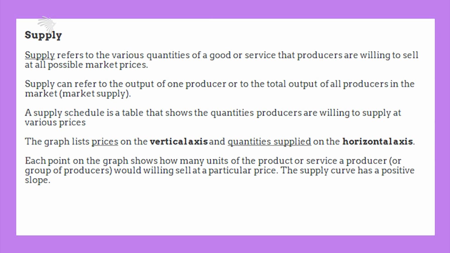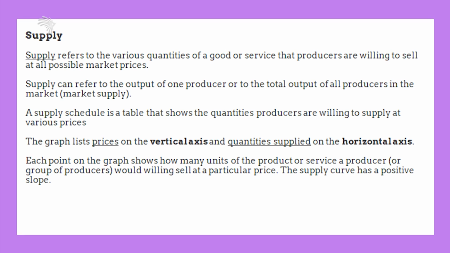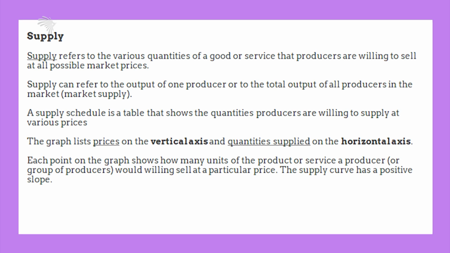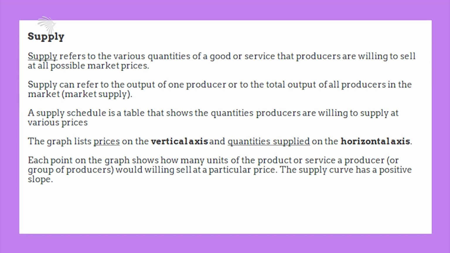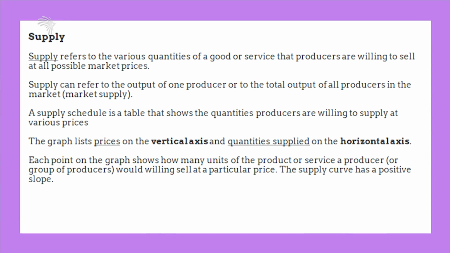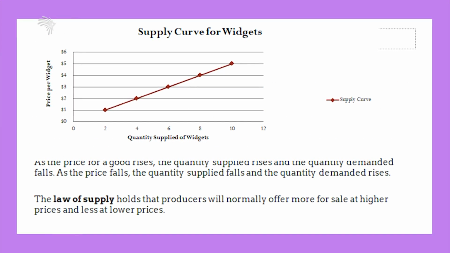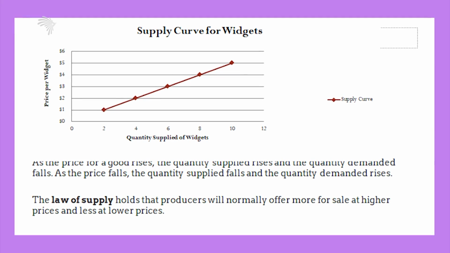The supply curve has a positive slope, meaning price and quantity supplied are directly proportional. As the price increases, quantity supplied also increases. Or on the other hand, if the price declines, producers will supply less of a good. So you can see the supply curve from the graph. It shows a direct relationship between price and quantity.